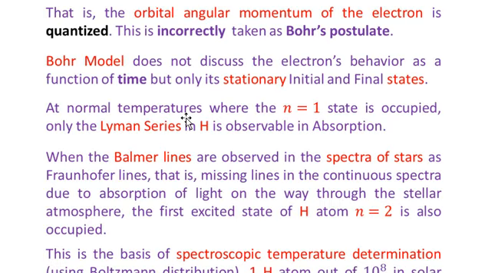At normal temperatures, the n is equal to 1 state is occupied by the hydrogen atoms. So only the Lyman series in the hydrogen atom is observable in the absorption spectrum. When we measure the stellar data coming from stars using absorption instruments, absorption spectrometers, we will only observe the Lyman series at normal temperatures.